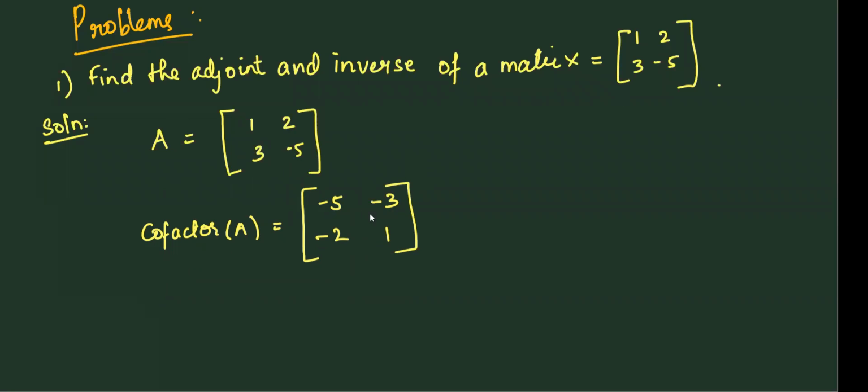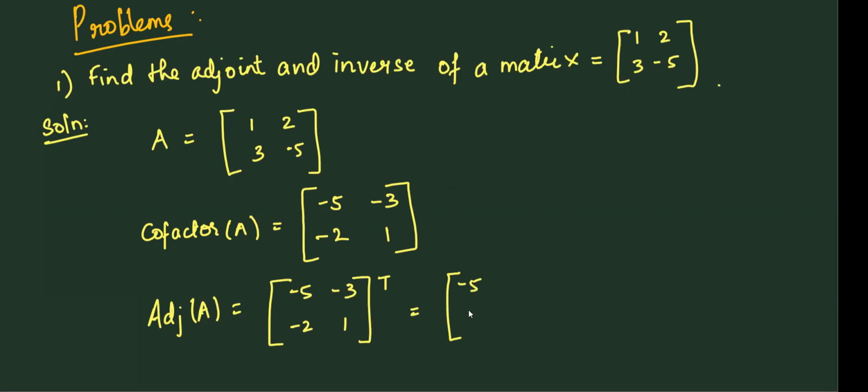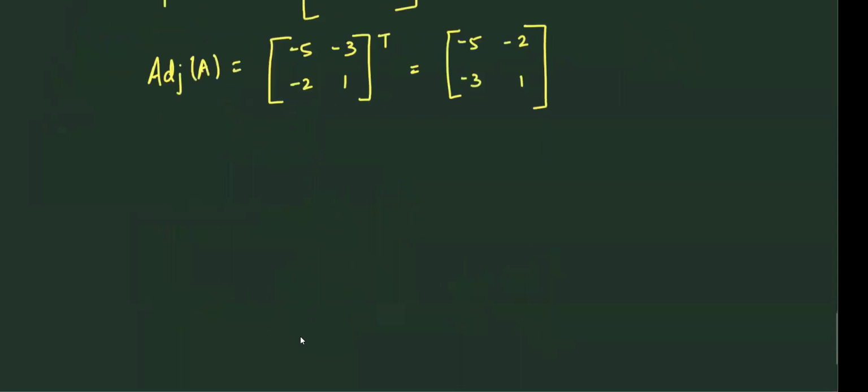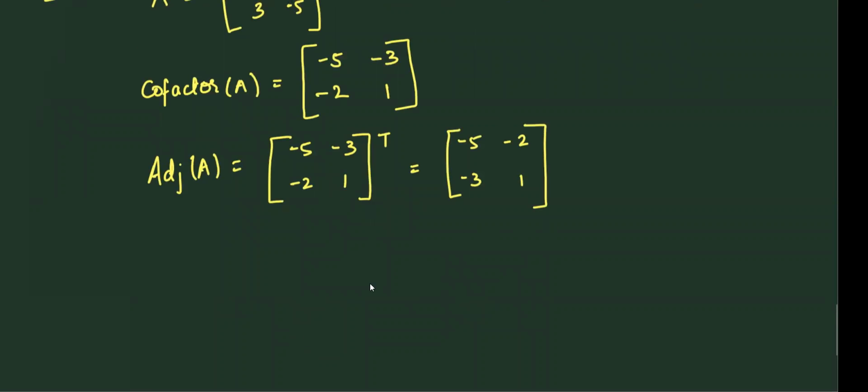All right. So this is the cofactor matrix. Now, what is adjoint? Adjoint is the transpose of this matrix, the transpose of the cofactor matrix. Okay, this is the adjoint. We'll write the inverse and then I'll tell you how to remember this.